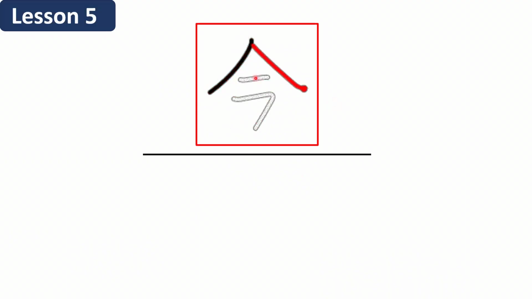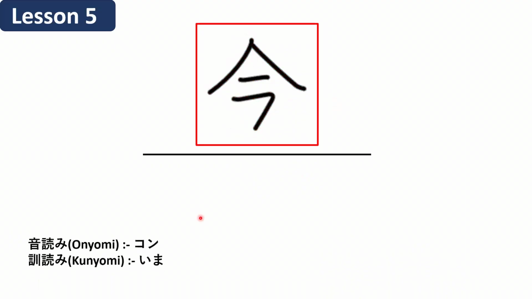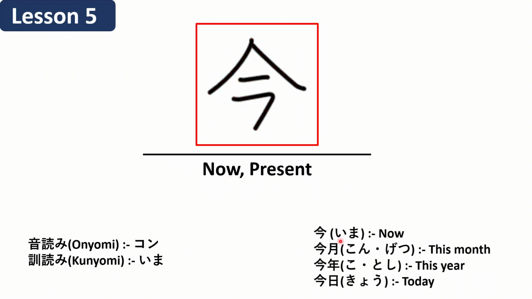Onyomi is kon. Kunyomi is ima. Now. Present. Ima. Now. Kongetsu. This month. Kotoshi. This year. Kyo. Today.